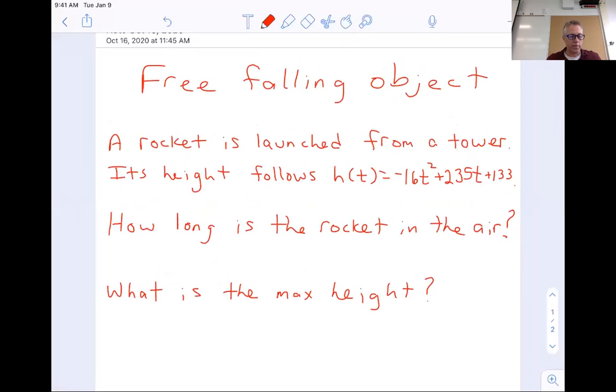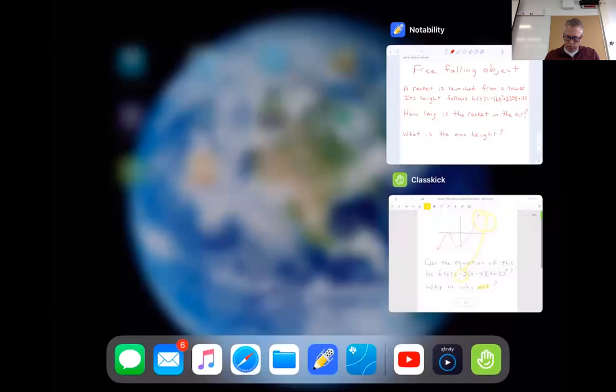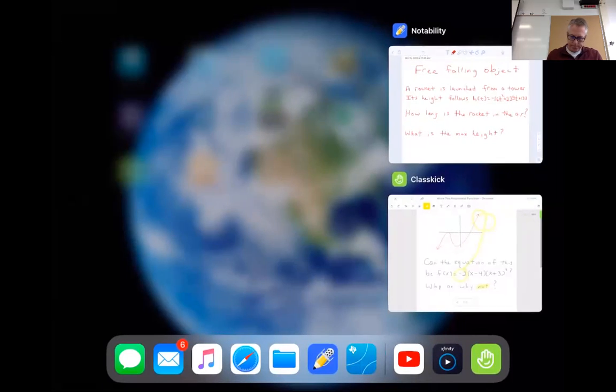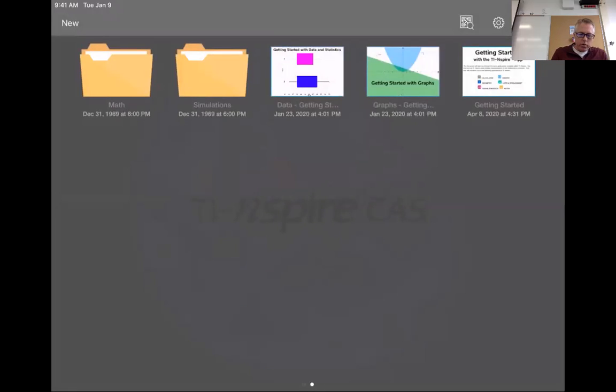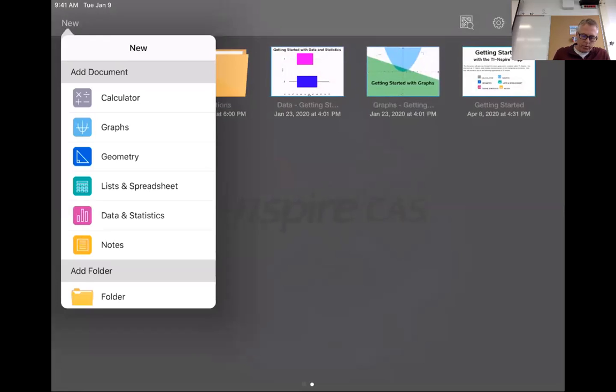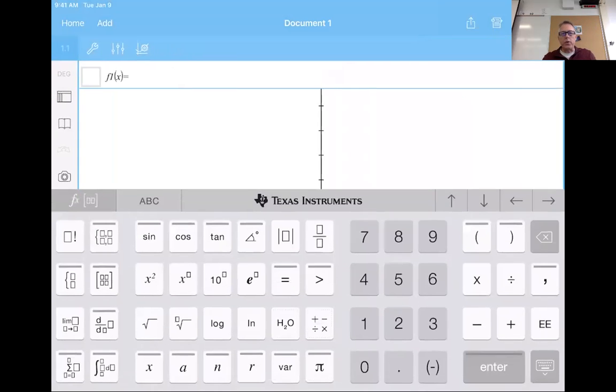All right, so we have this rocket blasting off and we have a function, so we probably should graph that. The first one I'm going to do on my Inspire calculator app on the iPad. So let me open that guy up. I need to go to new and open a new graph. You can try this with your handheld if you know how to input those. I'll do the second one in the handheld.